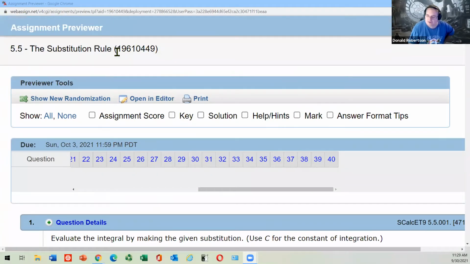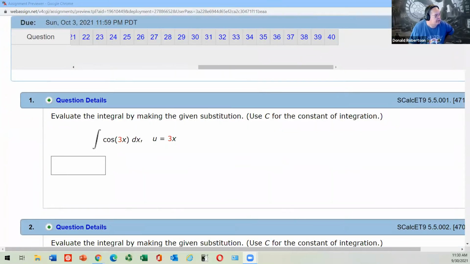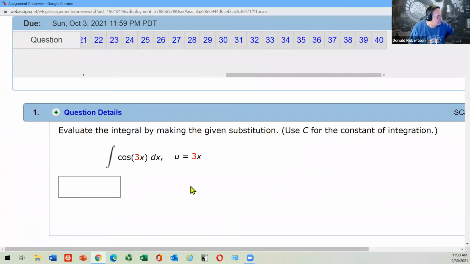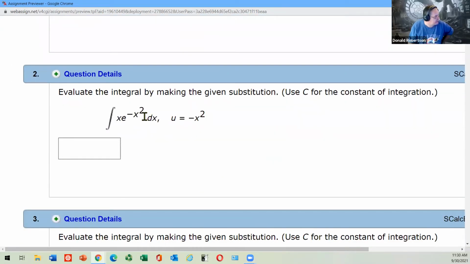We're looking at 5-5 substitution rule. Probably make this a little bit bigger. Some of the early questions already tell you the u sub, so you don't need to worry about it because they tell you what it is. You see in question 1 then, you're going to integrate this guy and there's your u sub. In this question, pretend that wasn't there. Can you see why this would be the u sub?